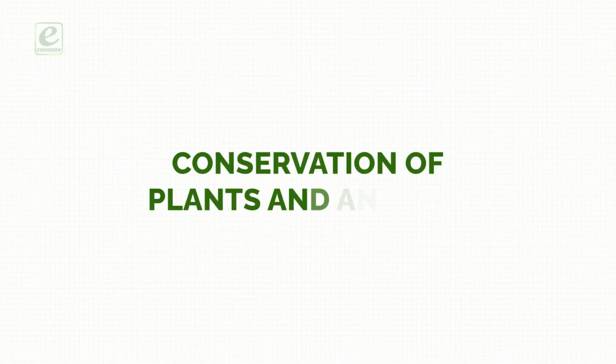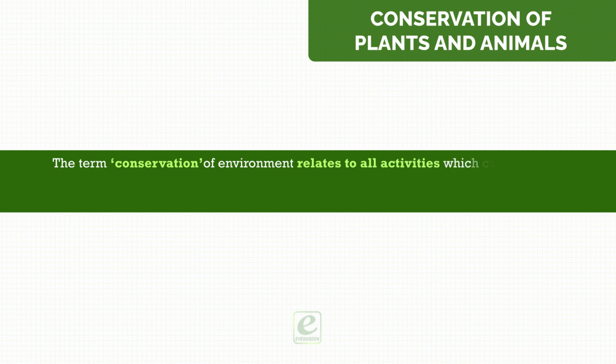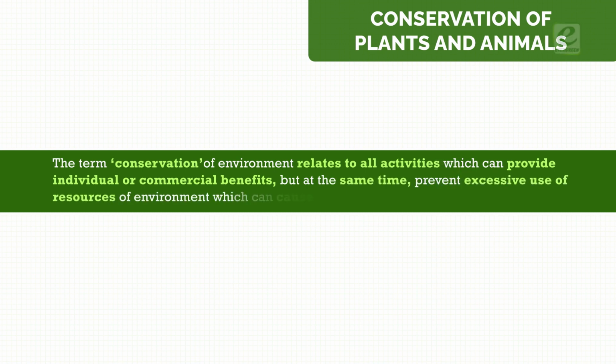Conservation of plants and animals. The term conservation of environment relates to all activities which can provide individual or commercial benefits, but at the same time prevent excessive use of resources of environment which can cause damage to our environment.